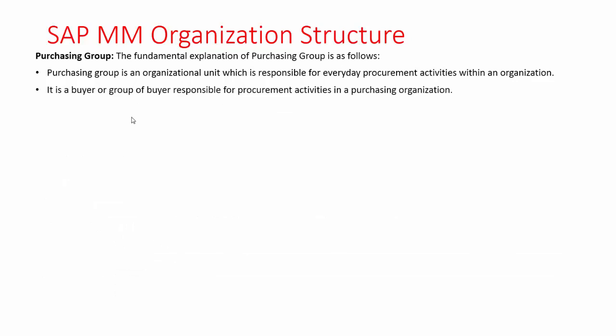Then we have purchasing groups. Purchasing group is an organizational unit which is responsible for everyday procurement activities within an organization. It is a buyer or a group of buyers responsible for procurement activities in a purchasing organization.